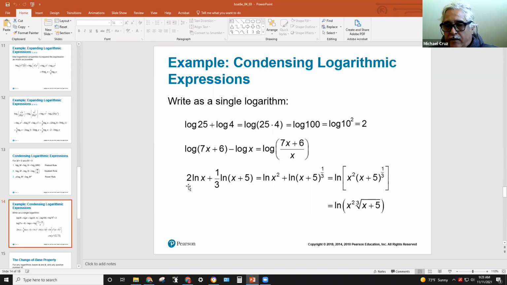Second, 2 times ln of x plus 1/3 of ln of x plus 5. All right, that's what we're converting. The 2 is going to come up as a power, and the 1/3 is going to come up as a power for x plus 5. Now this is a plus, so we can multiply those two as one logarithm. Remember, the ln is the natural logarithm.